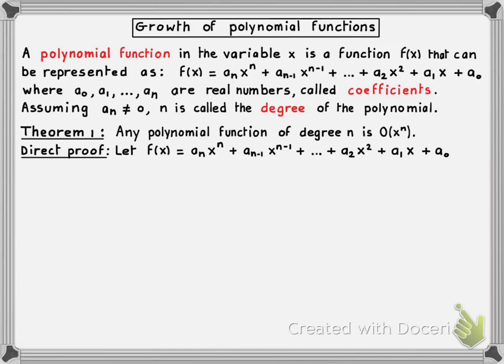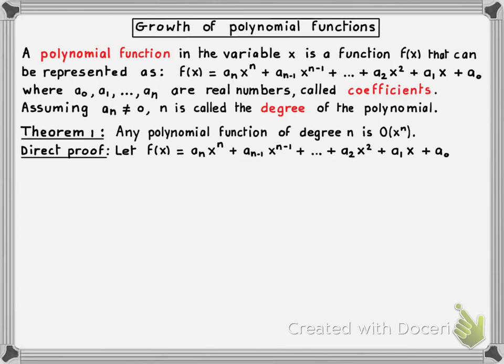Now, direct proof means you assume the truth of the hypothesis of the conditional and you prove its conclusion. So what's the hypothesis here? The hypothesis is that f of x has degree n. So what that means in particular, and write it down in your notes, is that a sub n must be different from 0. On the other hand, all of the other coefficients may or may not be equal to 0.